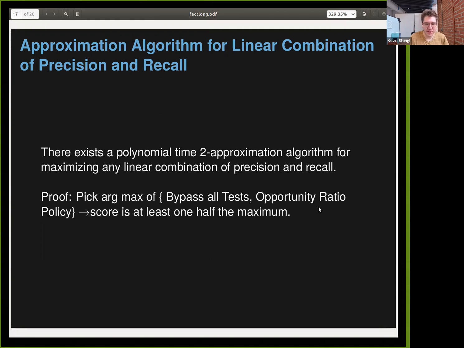Because if you bypass all the tests, what that means is you just promote everyone. That gives you a recall of 100%. And we already showed that the opportunity ratio policy maximizes precision among all equal opportunity policies. And then you have the maximum of one of the two features, so that's at least 1/2 the maximum score.